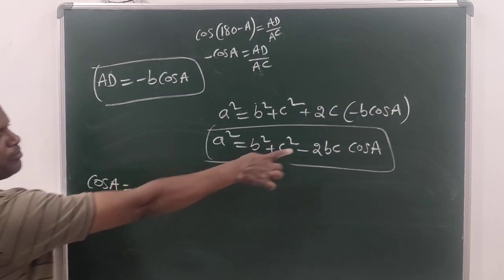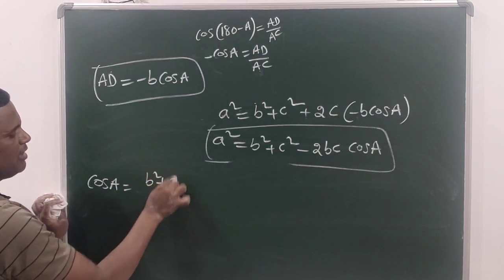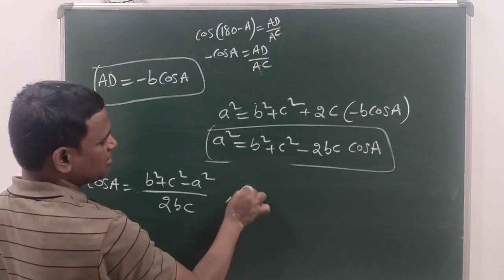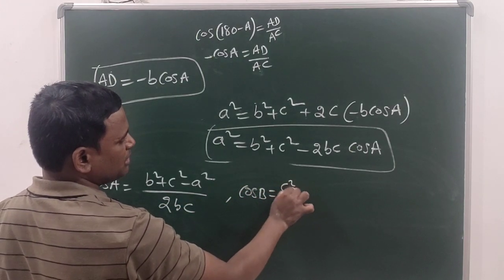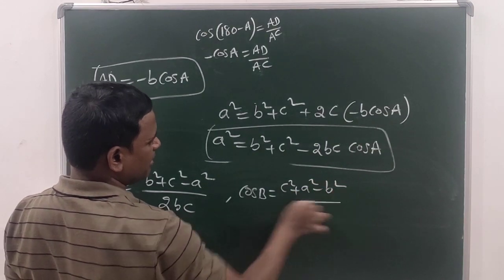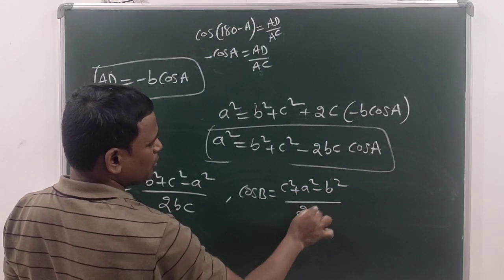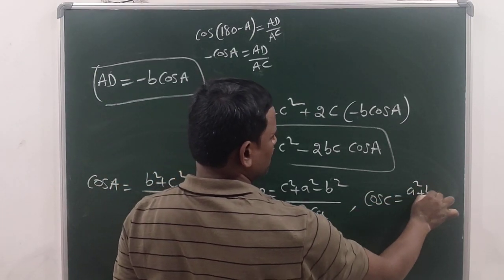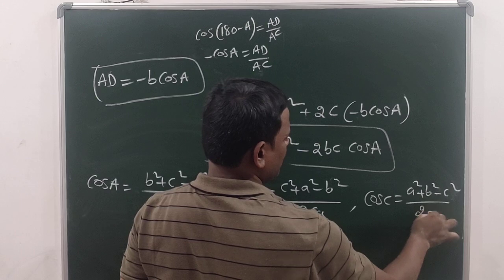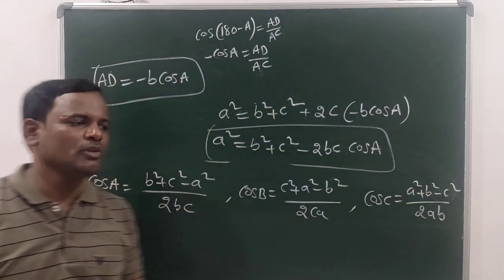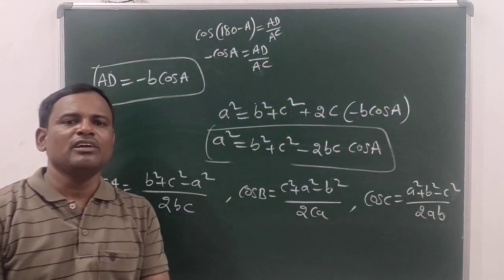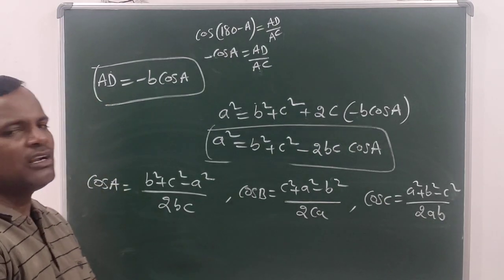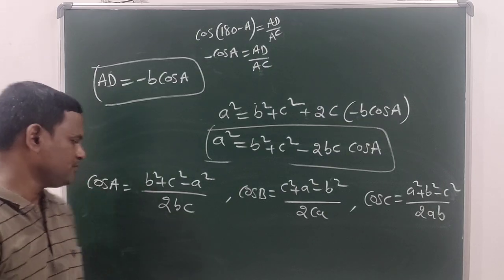cos A is equal to b square plus c square minus a square by 2bc, and cos B is equal to c square plus a square minus b square by 2ca. Similarly, cos C is equal to a square plus b square minus c square by 2ab. Okay students, so these are the cosine rules. Now let us go to the tangent rules.